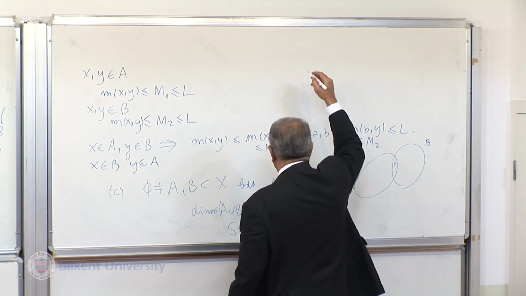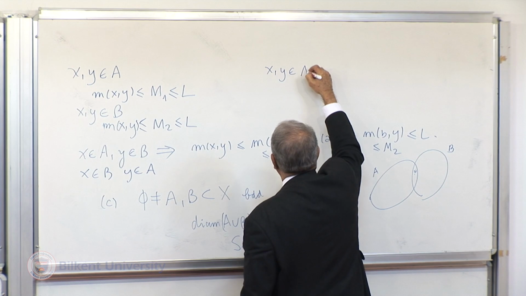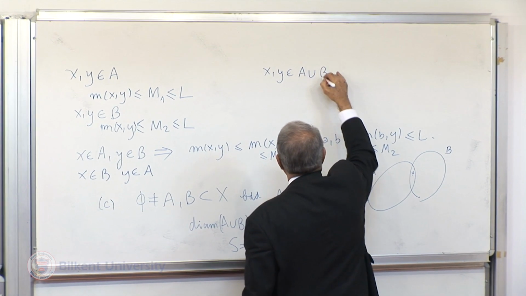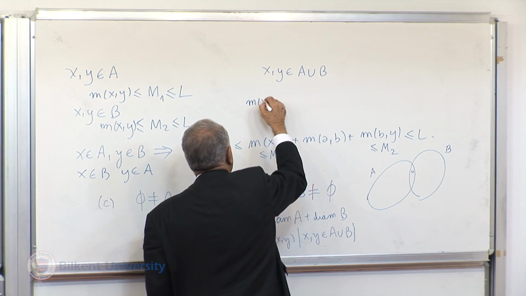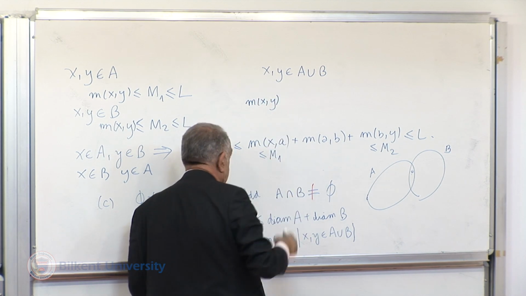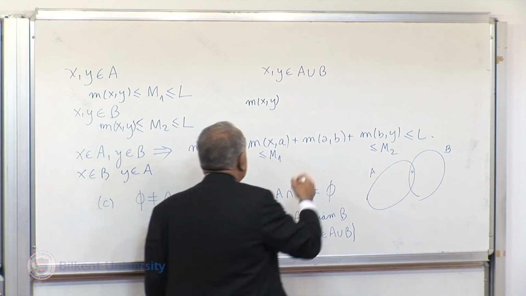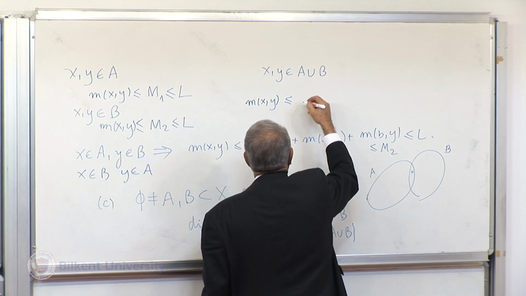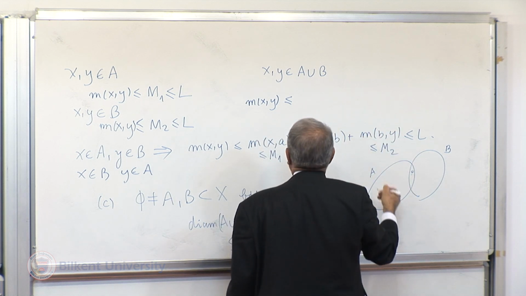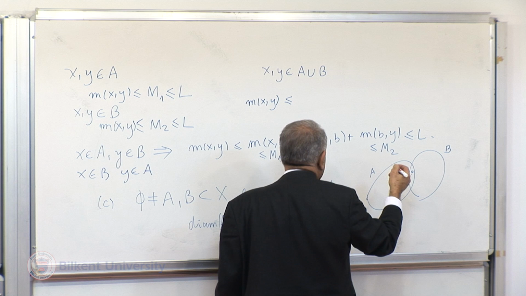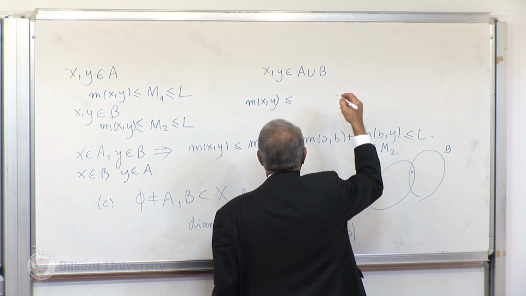Now for that, we take any x,y in A union B. Then M(x,y), that will be an arbitrary member of S, but then that will be less than or equal to, well, now let me write it like this.